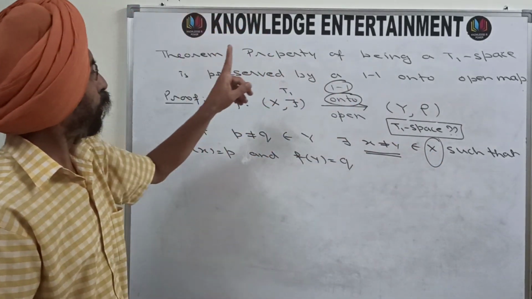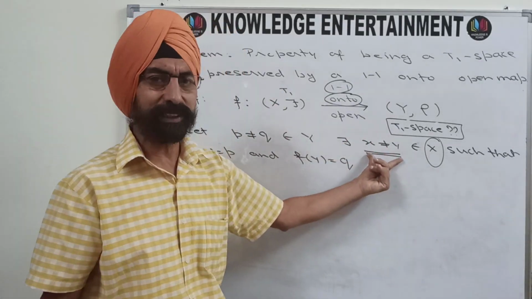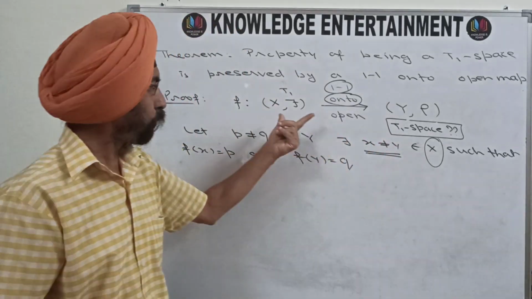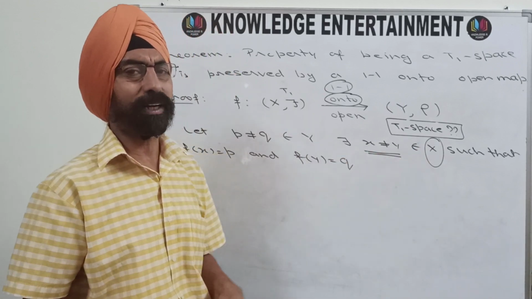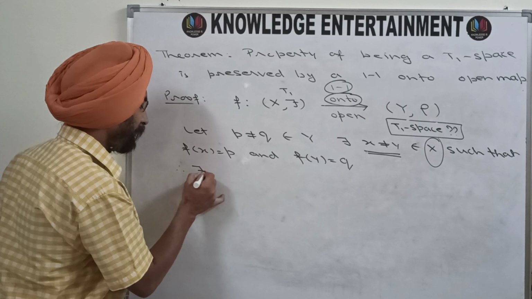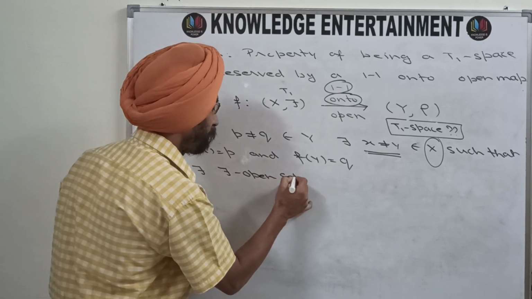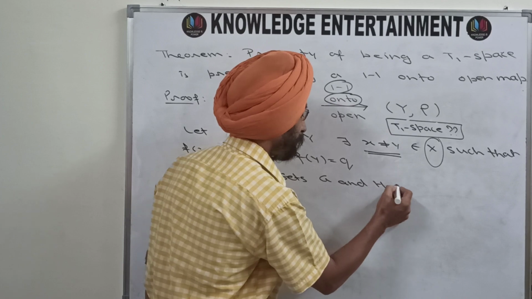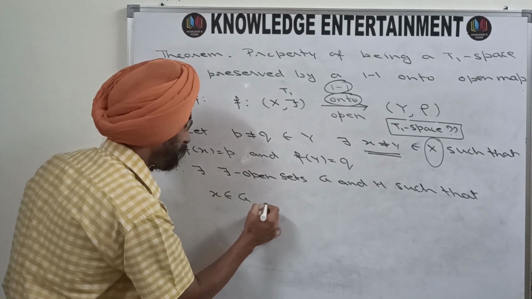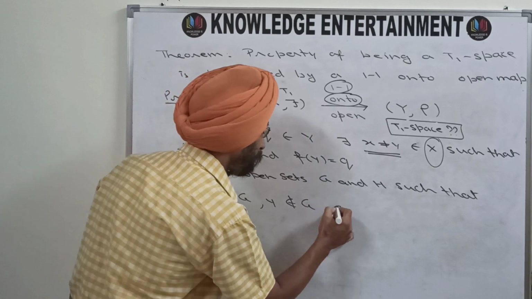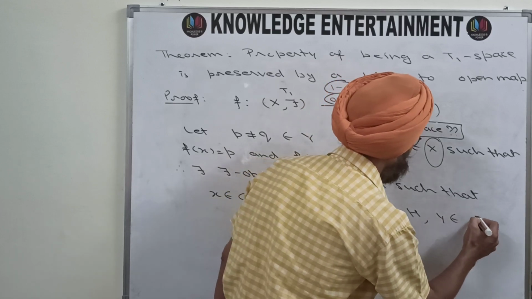But X tau is given to be a T1 space. In a T1 space, if you have two distinct elements, definitely there will be two open sets such that one of them will contain X and not Y, the other will contain Y and not X. So there exist tau open sets G and H such that X belongs to G, Y does not belong to G, and X does not belong to H, Y belongs to H.